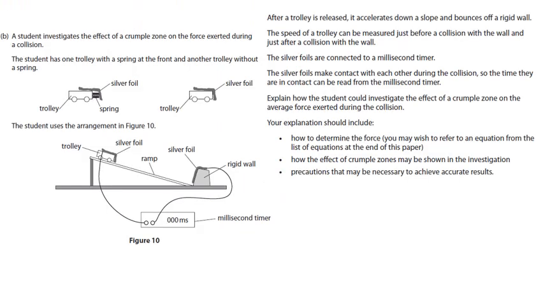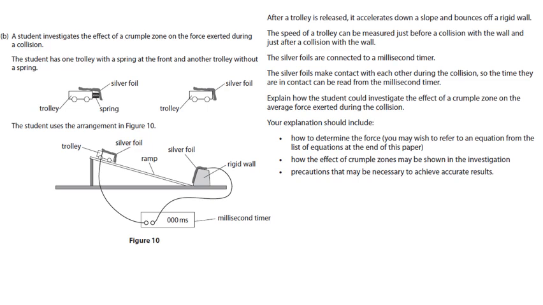Right, the next one is a 6 marker. So we've got a trolley with a spring on and a bit of foil over the top. It rolls down a ramp and it hits a wall, and they've got little bits of foil on them. Foil being conducting, we can use that to send a signal to an electronic timer. And that allows us to work out how long the little car is in contact with the wall.